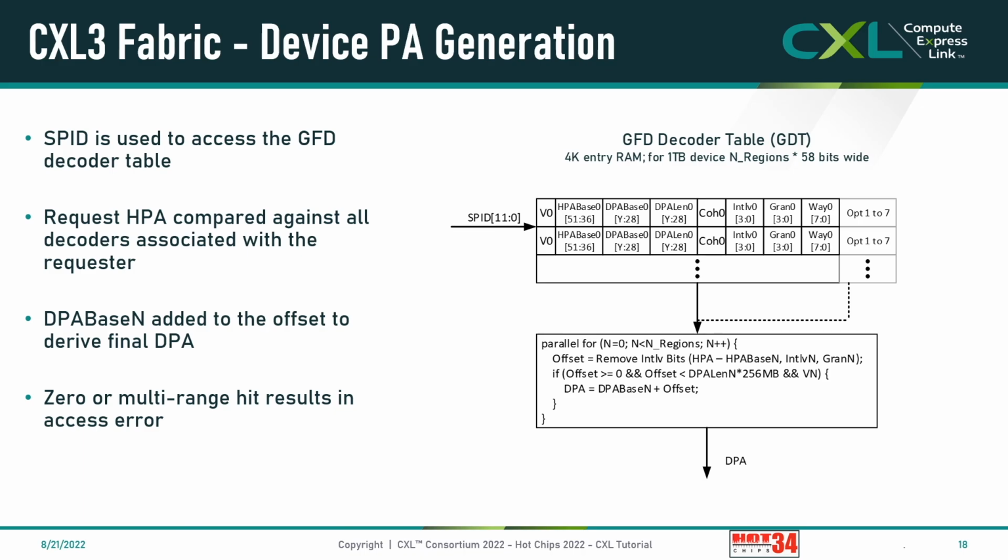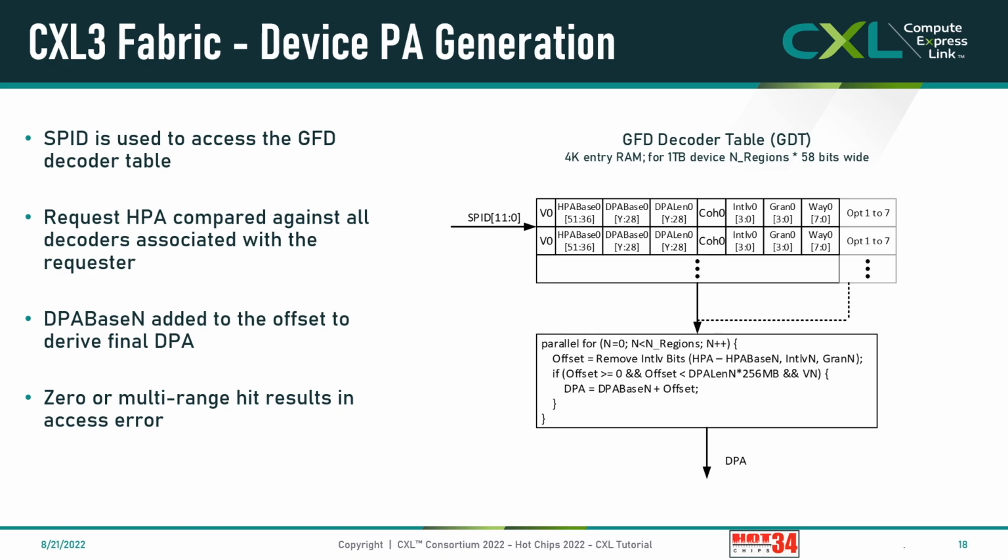This slide describes the mechanism used to transform host physical addresses received by a GFAM device to local device physical addresses. Each host may map the Fabric address range into a different location within their host physical address map. As a result, on each GFAM device, source port identifier specific information is needed to perform the translation. This information is provided by the GFAM device decoder table, referred to as the GDT table.